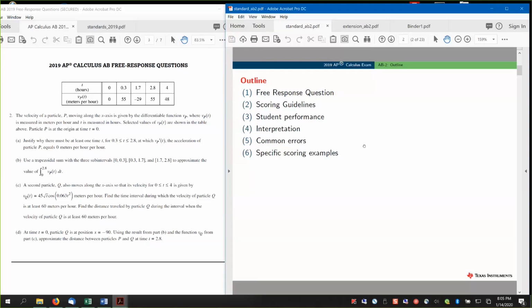Then I'm going to consider more detailed interpretations of the scoring guidelines, how these guidelines were applied in certain situations. And where possible, I'll look at some common student errors. And where appropriate, I'll show you some specific scoring examples, that is, examples of student written responses and how that was scored.